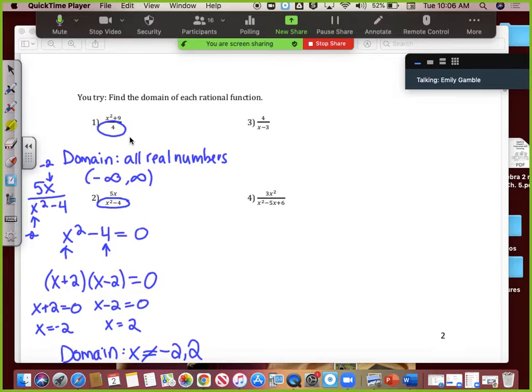If it can be factored, you should then factor it to solve. If it can't be factored, then you should be able to just solve that equation the way that it is. So I want you to go ahead and try numbers 3 and 4 on your own. And then in a few minutes, we'll go over the answers, and then we'll move on to the next example.